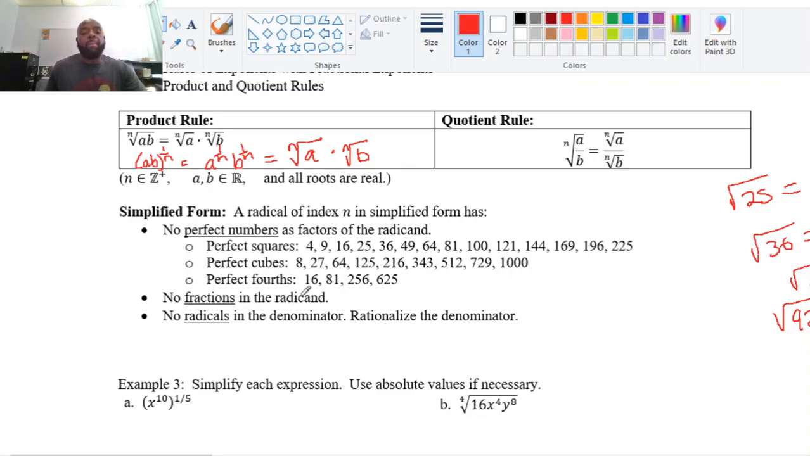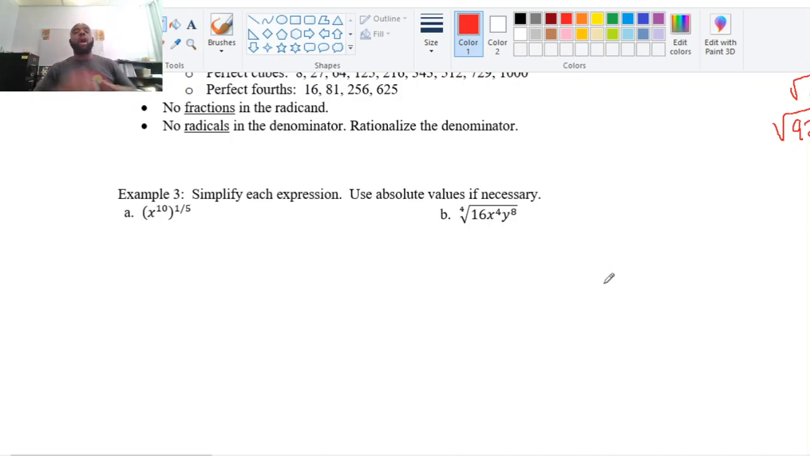There can also not be any fractions in the radicand when your radical is in simplified form, and there should be no radicals in a denominator when your radical is in simplified form. And for this last piece, we go through a process called rationalizing the denominator in order to remove radicals that are in your denominator, all right? So putting all that together, we're just gonna look at a few examples, and then we're gonna end this video. So we're gonna simplify each expression, and we're going to use absolute values if necessary, all right?